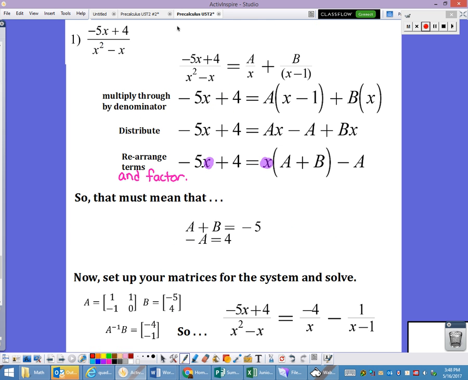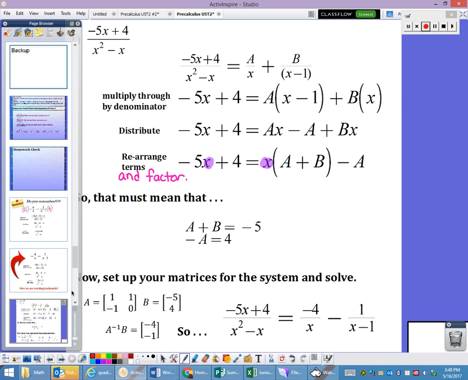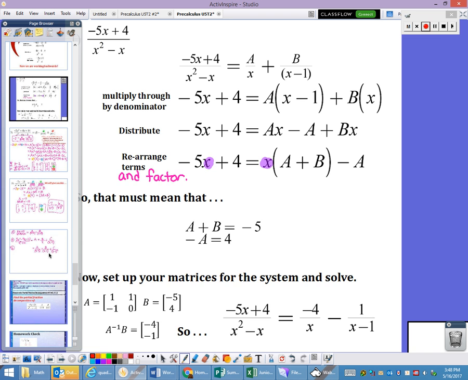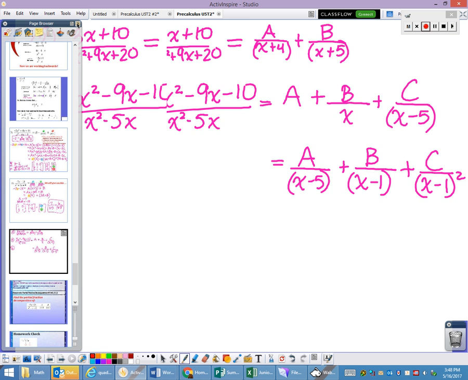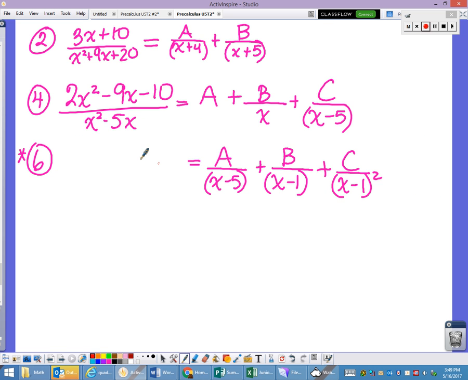For your homework, your homework is numbers 2 through 6. Here's your breakdown for 2, 4, and 6. I didn't write that whole fraction out for number 6, but this is what you're going to need to solve it. Number 6 is probably the most challenging. I would expect that you can do 2 and 4 tonight on your own, but number 6 might be a little bit challenging for you.